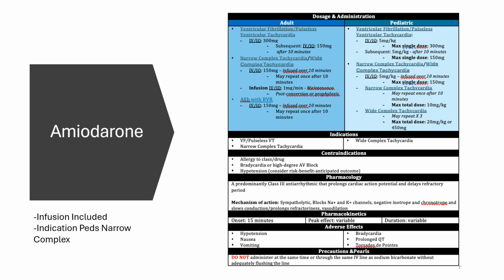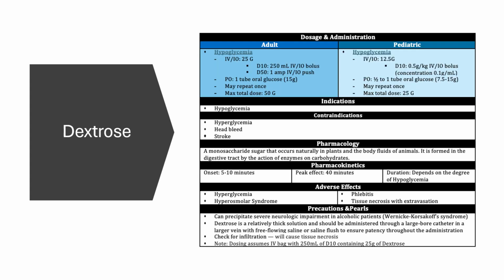Amiodarone. Peds narrow complex, these are indications. Infusions are now included. If you convert a rhythm, it's a 1 mg per minute infusion. Okay? Give a pump now, you can figure that out. Then it should be pretty easy. Next slide. Dextrose. Here's your dextrose.